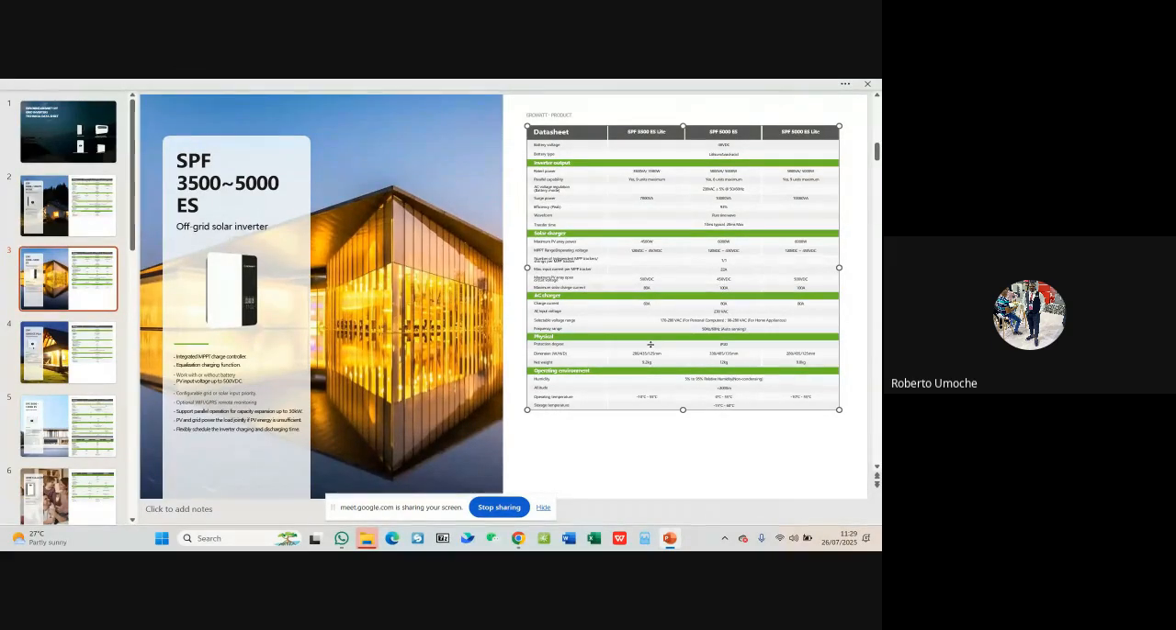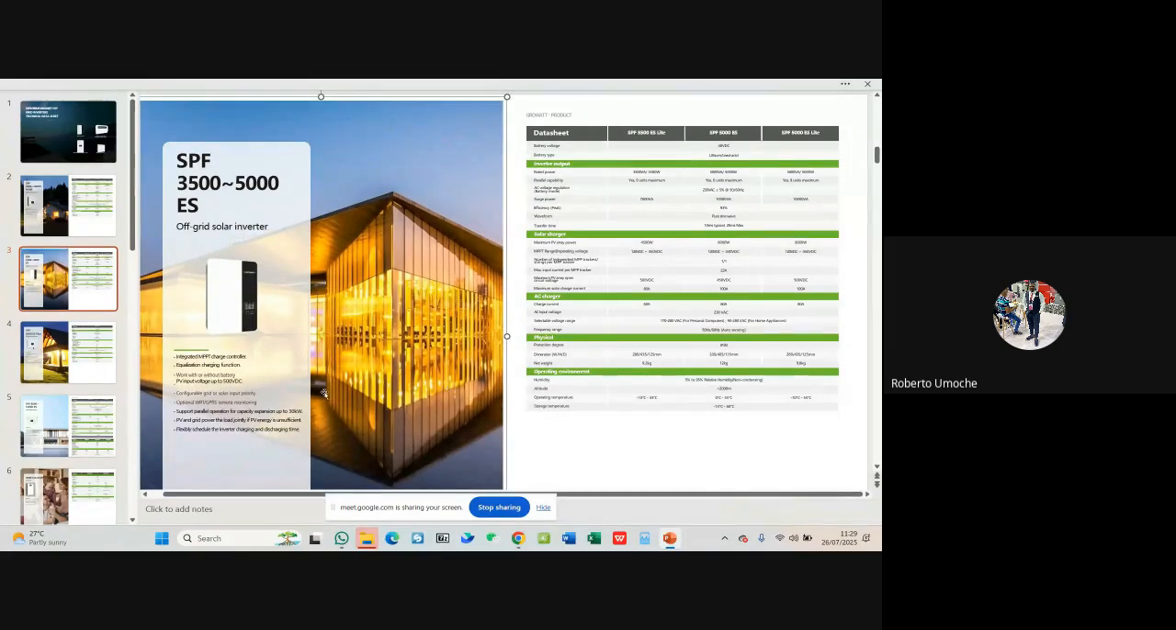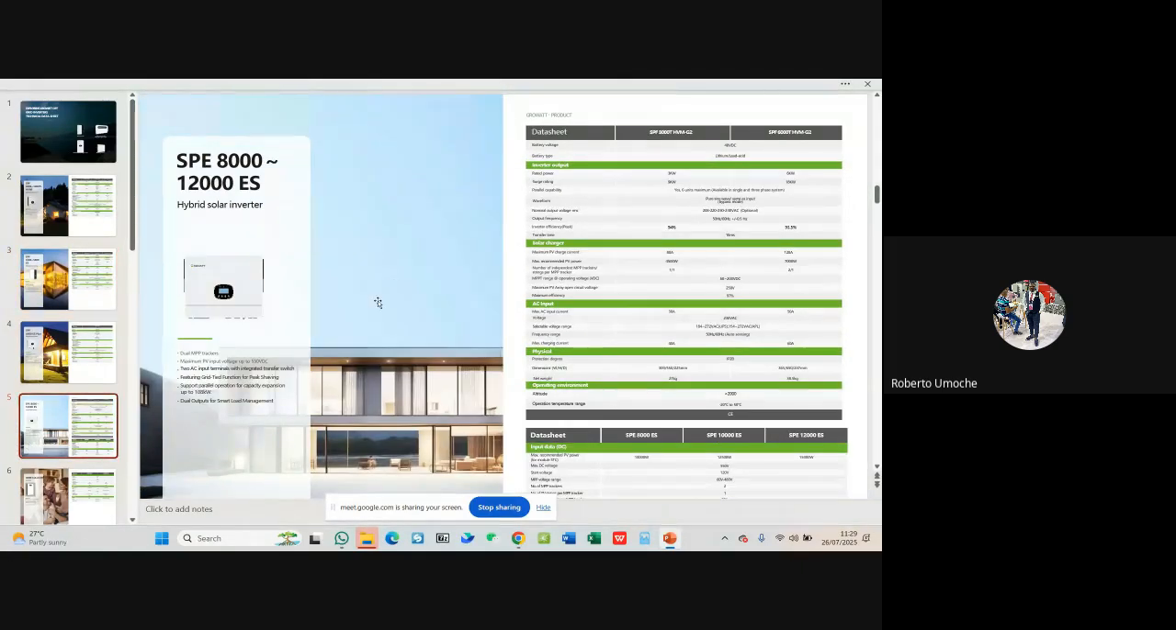So let's move to the next one, which is the 6000 ES. Okay, let me quickly talk about this one first. This is our latest model that has been deployed to the West African market recently. So the SPE series. It is available from 8,000 watts to 12,000 watts, meaning we have 10 kilowatts, we have 8 kilowatts, and we have 12 kilowatts for this particular model.